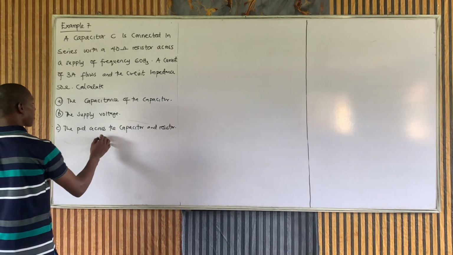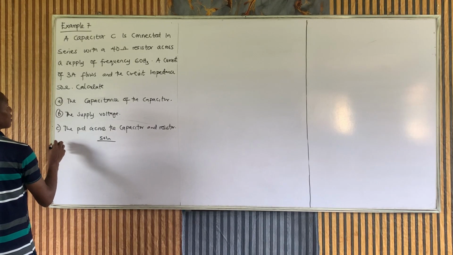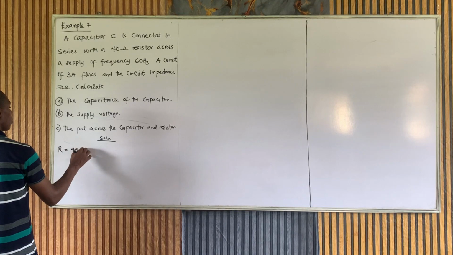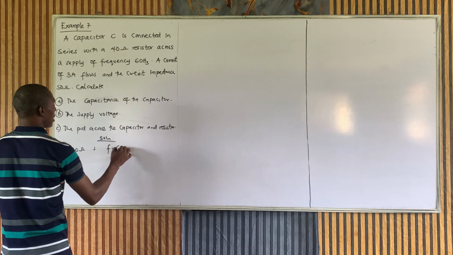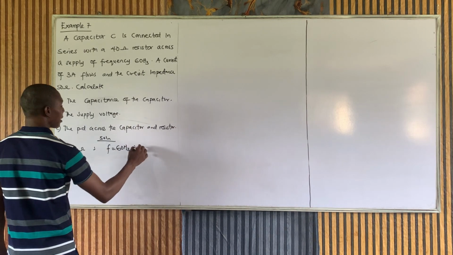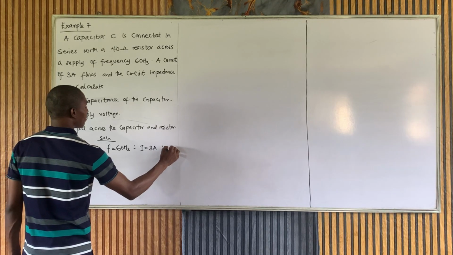So firstly, let's bring out what we are given here. Here, we are given that the resistance is 40 ohm, and then the frequency is 60 Hz. And then again, the current is 3 ampere and the impedance is 50 ohm.